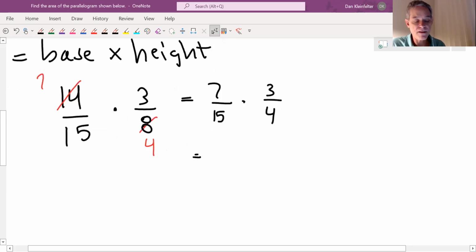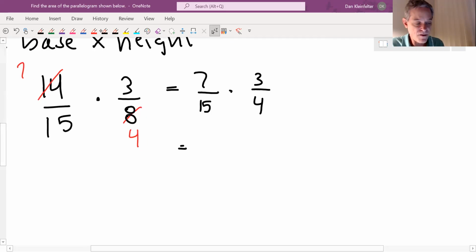In here, the 3 and the 15 have a common factor of 3, which we can remove. 3 divided by 3 is 1, 15 divided by 3 is 5. And now we're okay. Multiplying across, 7 times 1 is 7. Down below, 5 times 4 is 20.